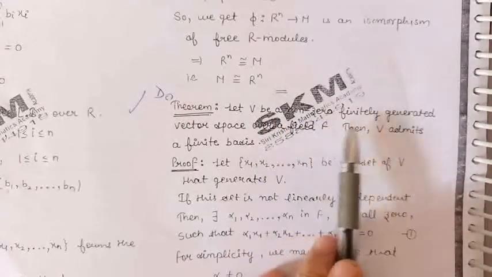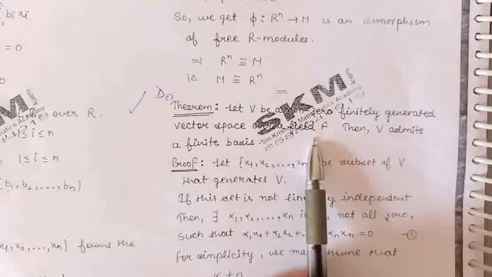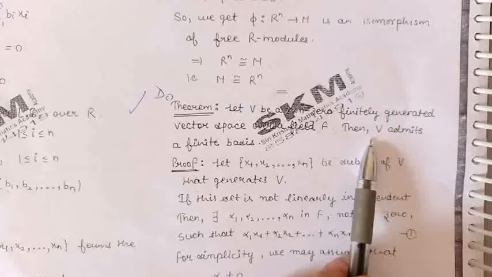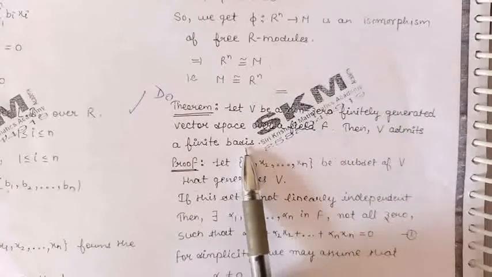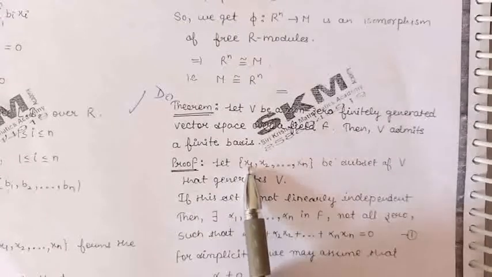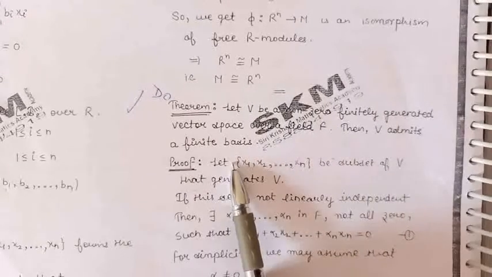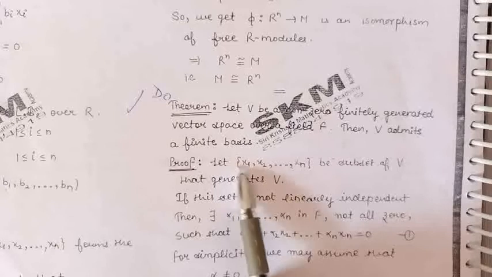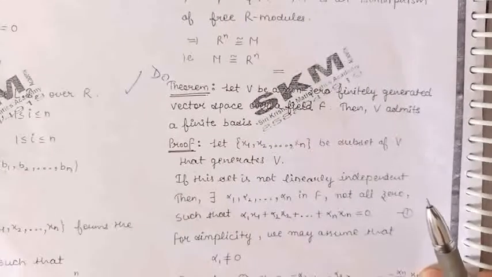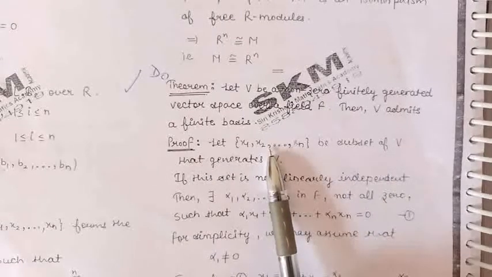V is a non-zero finitely generated vector space over a field F. We are to prove that V admits a finite basis. To prove this, let us take a subset of V that generates V, consisting of the elements x1, x2, x3 up to xn. Now, if this is linearly independent, then it will form a basis. And if this set is not linearly independent, then we can apply the definition of a linearly dependent set.